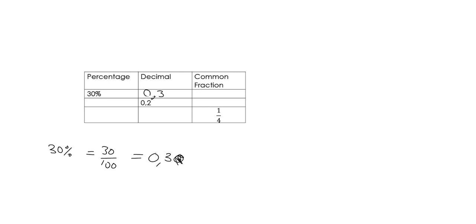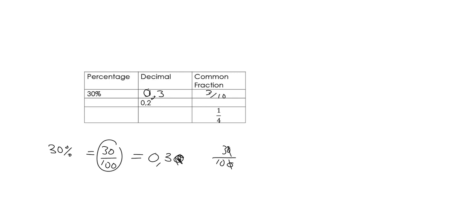And we don't need the extra zero there, so we can just call it 0,3 as a decimal. And then as a common fraction, we've got halfway there. We already know it's 30 over 100. But let's try and write that in its simplest form. So we can divide top and bottom of this fraction by 10, and we will get the answer 3/10.